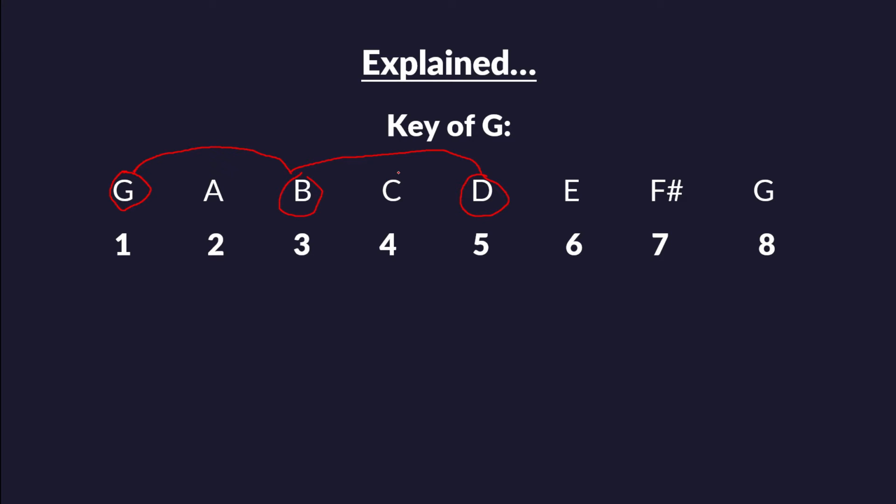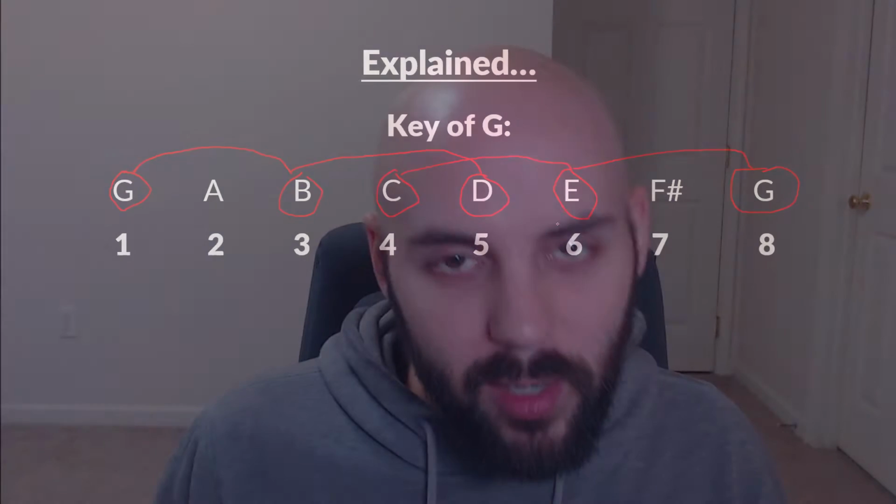Same thing with a C chord. We play a C chord in the key of G, right? Why do you do that? Well, a C chord has a C note, an E note. Remember, we're always skipping one note, and then a G note. All right, so that's where the chords come from.